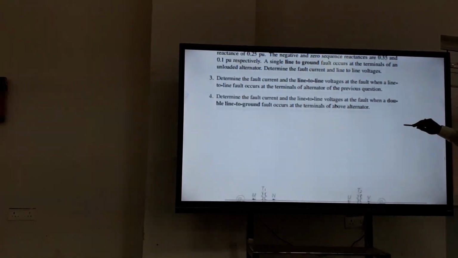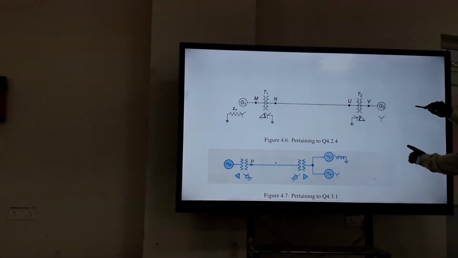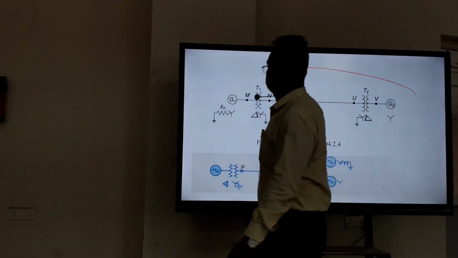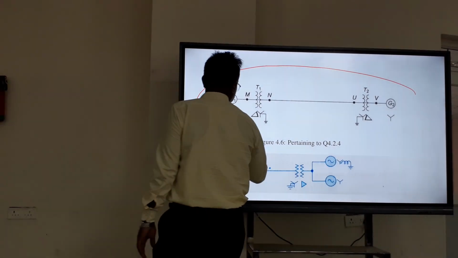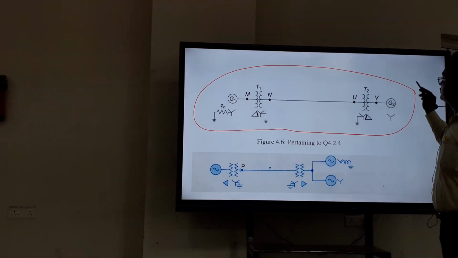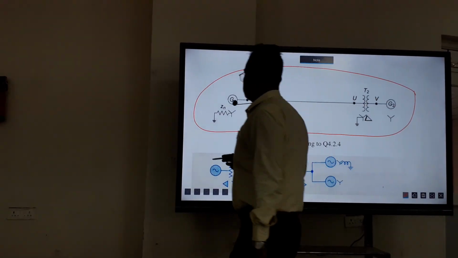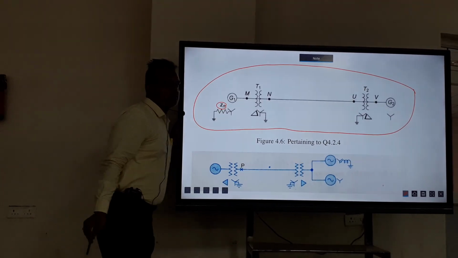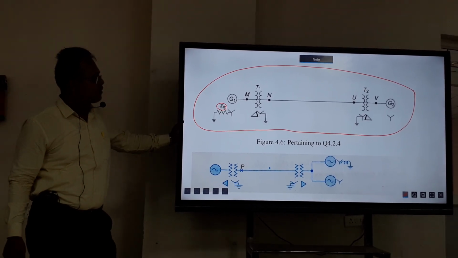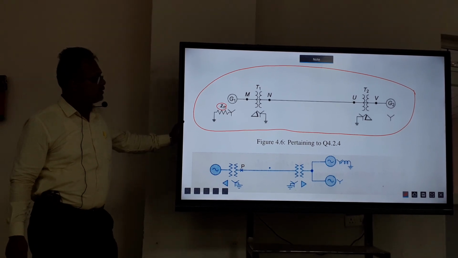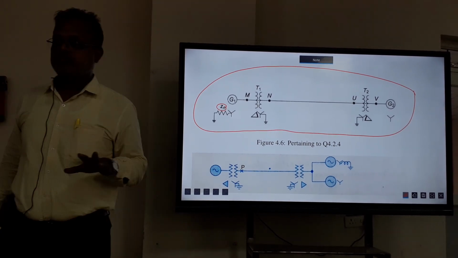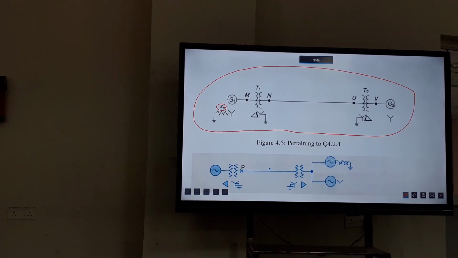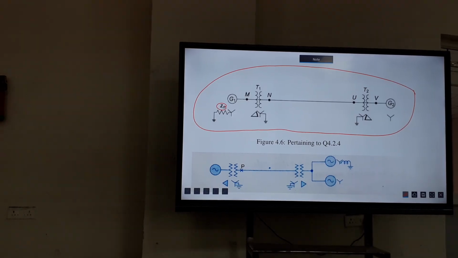Now this network is this one. Draw this. So this is shown like a resistance, but the generator side has a current limiting reactor. For this system, it is asked to compute the current for line to ground fault, line to line fault, and double line to ground fault. So what will be your first step?